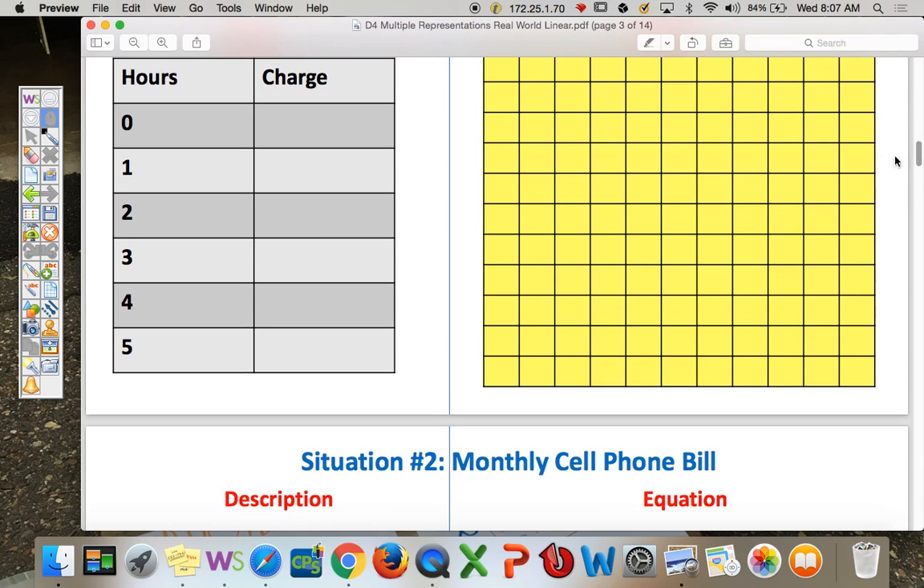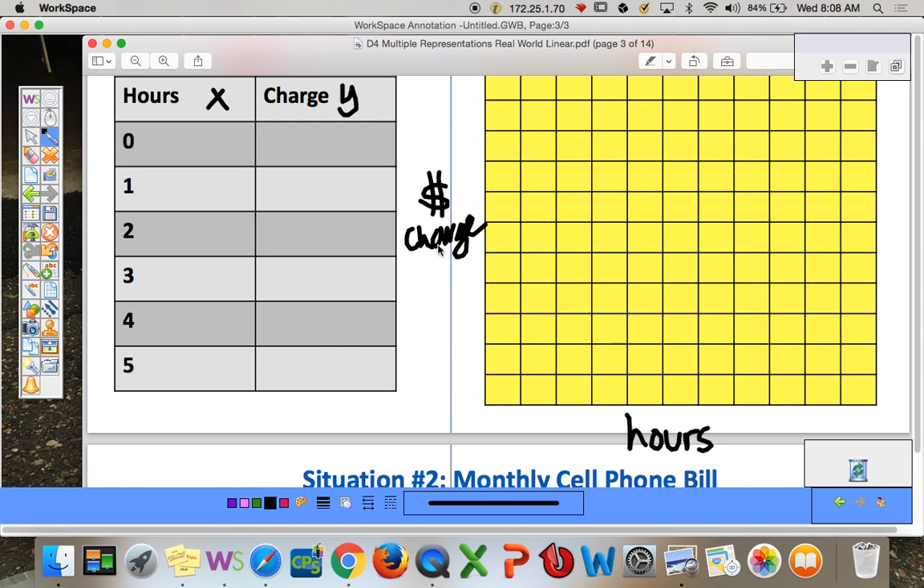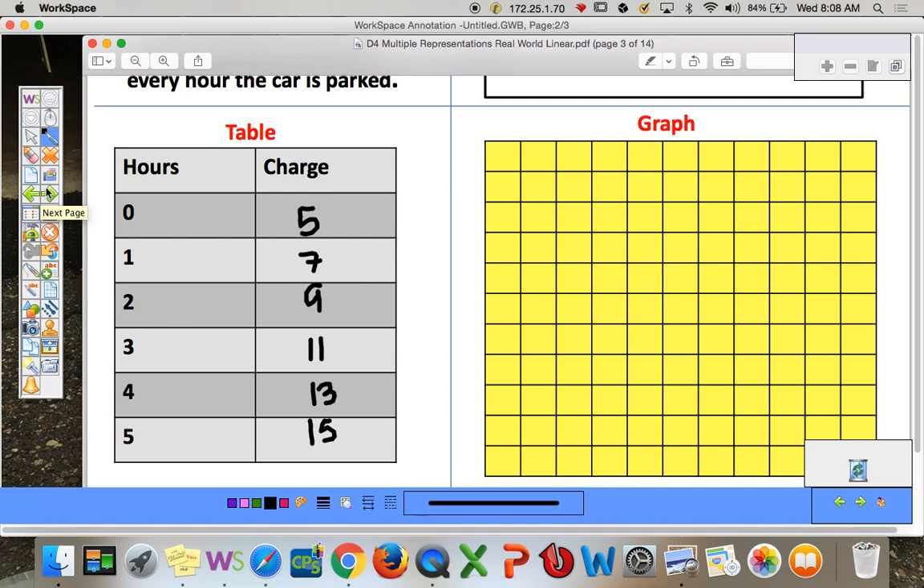Should I move this down a little bit more? All right, so when we graph it, we have to figure out a good scale to use. So x is the hours and y is the cost. I'm going to put the independent variable, or hours, x always goes along the bottom. So this is number of hours. And then the charge, I'm going to put right here, charge. And again, if we look at our table for hours, we have to go from 0 to 5. And for charge, we have to go from 5 to 15.